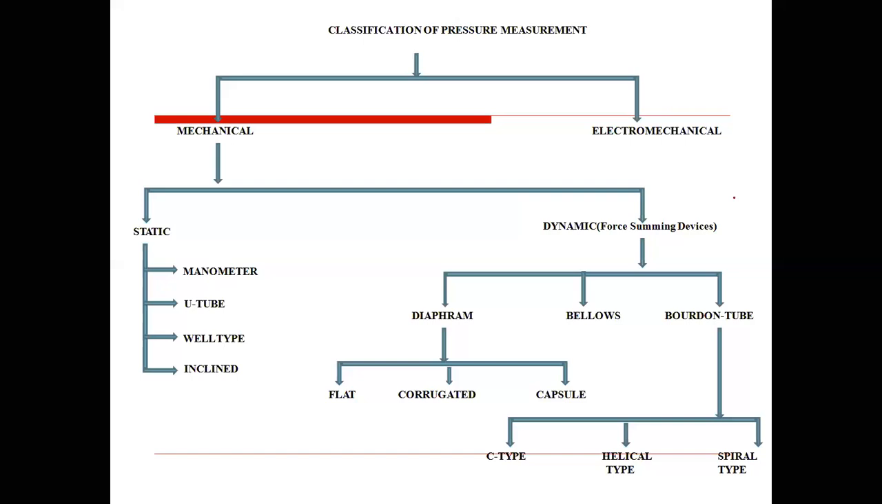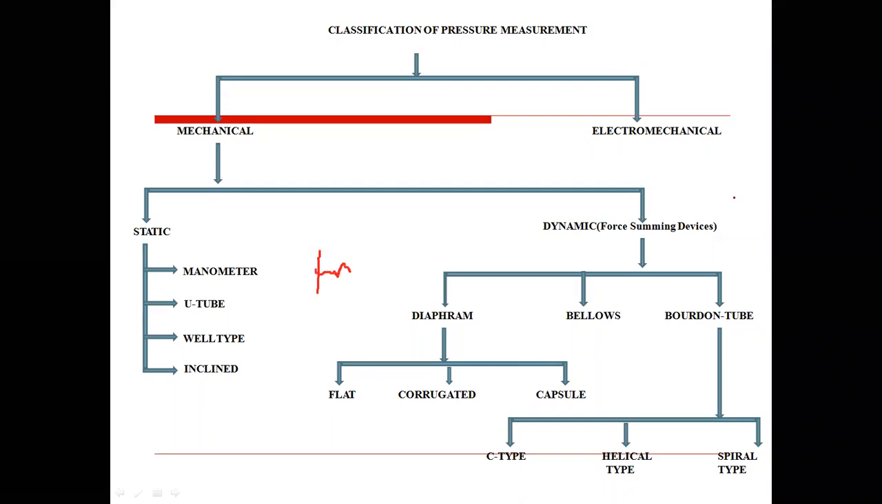Okay, so diaphragm type is further classified as flat, corrugated, and capsule type, whereas Bourdon tube is further classified as C-type, helical type, spiral type. And bellows are having a single shape. Now what is the structure? Structure for your Bourdon tube, I will not go in the depth of the flat, as in upcoming lectures, we will go in the depth for this one.